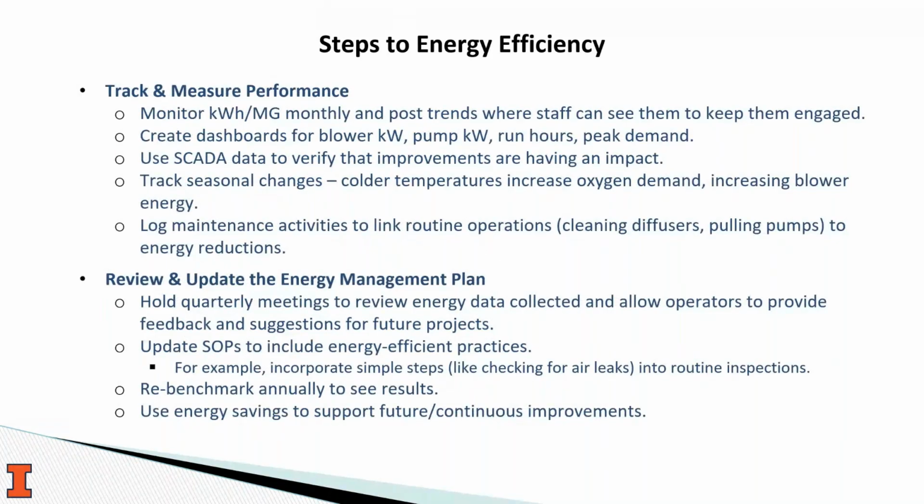Once operational equipment improvements have been implemented, the next step is to again track and measure that performance. This is where utilities can actually see the impacts of those energy savings. A good starting point would be monitoring metrics like kilowatt hours per million gallons treated each month, and making sure operators are seeing that information so they know their operational changes are having an impact on energy efficiency. It can help drive operators to work harder to aim for higher energy efficiency goals.